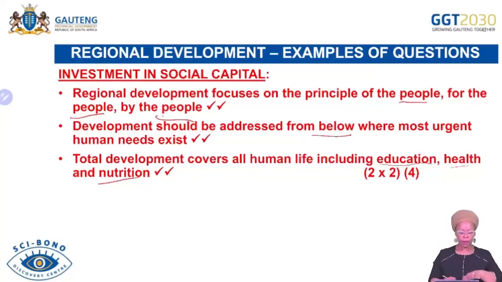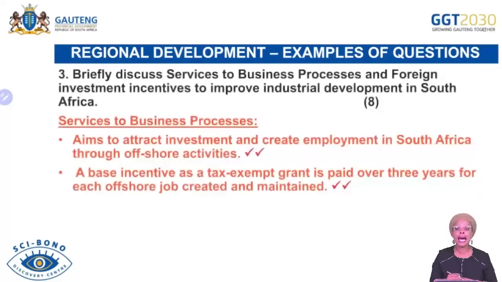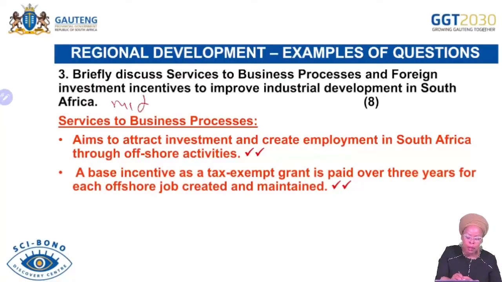So for 4 marks, you can give us only 2 points. And then investment in social capital will be 4 marks. And in total, you will get what? 8 marks. Okay. Let's move to another example. This question again is a question of a middle order, middle cognitive level. You briefly discuss.